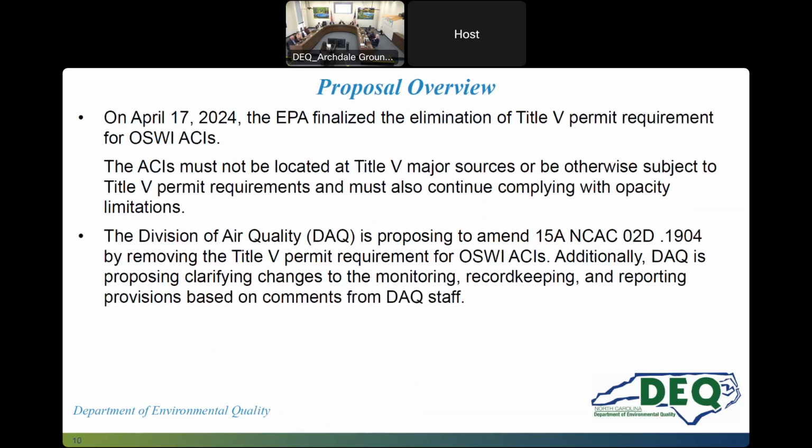Spoiler alert. No. So on April 17, 2024, the EPA finalized the elimination of the Title V permit requirement for OSWI ACIs. The ACIs cannot be located at Title V major sources or be otherwise subject to Title V permit requirements, and they must also continue to comply with opacity limitations. The DAQ is proposing to amend .1904 to remove the Title V permit requirement for OSWI ACIs. Additionally, the DAQ is proposing clarifying changes to the monitoring, record keeping, and reporting provisions based on comments from DAQ staff.